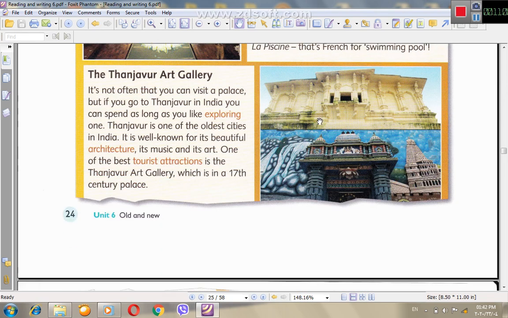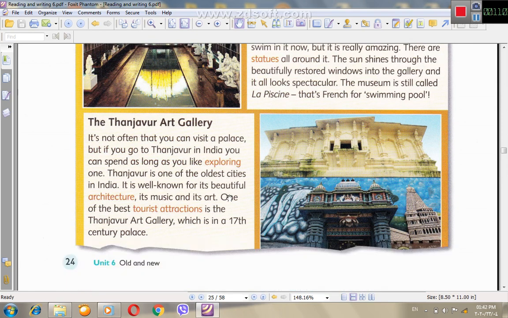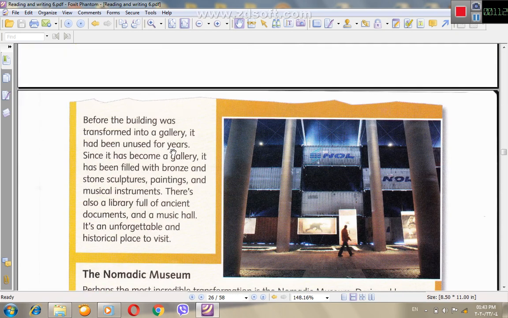Okay, so the second one, the Tanjore Art Gallery. It was in India. Tanjore is one of the oldest cities in India, but they transformed it into an art gallery, and one of the best tourist attractions. It means the visitors like to go there and see, because it's music and it's art, and it says it's transformed into a gallery. It has been unused for years. It means they didn't use it for many years, but then they transformed it into an art gallery.